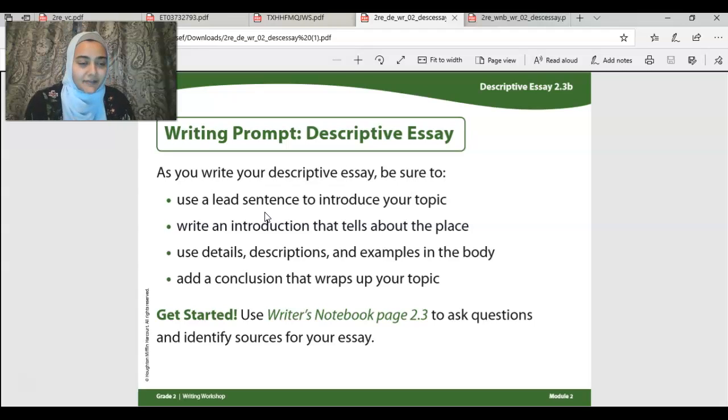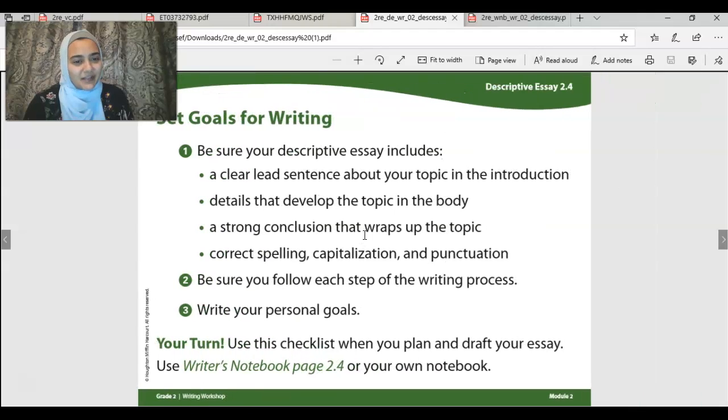This place is hot. This place is cold. Tell me about that place. What do the people do at that place? What can you do at that place? Why do you want to go to that place? You're going to use details, descriptions, and examples, and then you're going to add a conclusion that wraps up your topic. Whew, Miss Yusuf, that's a lot. It's okay. We're going to break it apart, okay?